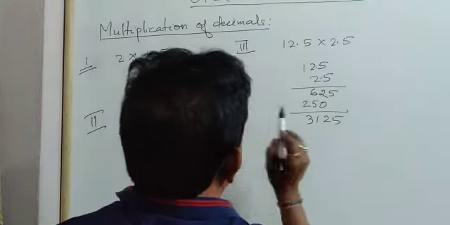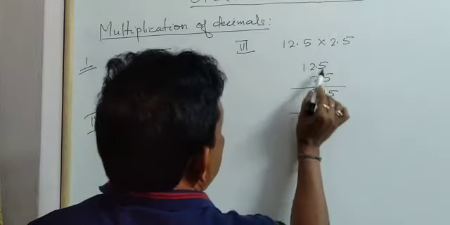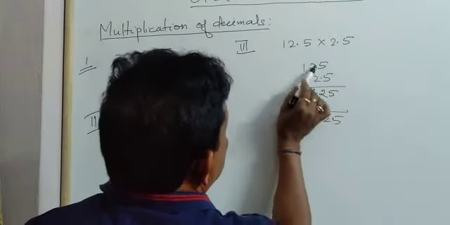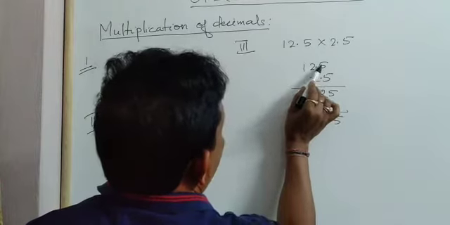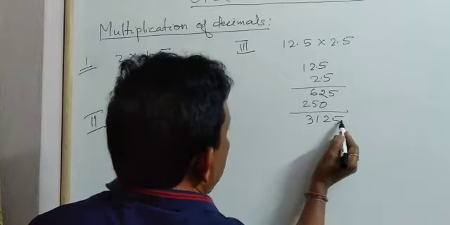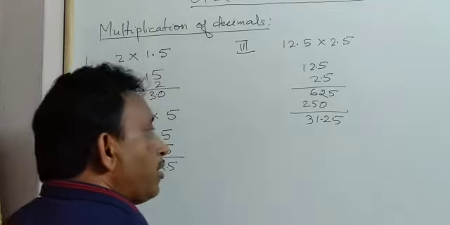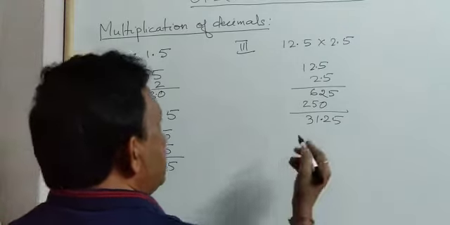So now you see in this case, in multiplication, total number of digits after the decimals. Here it is 1, here it is 1. So total 2. So I'll have to move 2 steps from the right hand side and then place the decimal, 31.25. Now let's see one more.